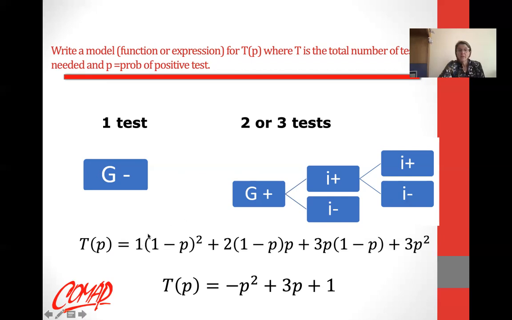So we have one test, and what's the probability of only needing one test? It would be (1 − P)², where 1 − P is the probability of a negative, squared, because that's two individuals negative. Then the case where we only need two tests, you would have 2 times (1 − P) that the first person is negative and then the second person is positive. And then the other two scenarios are when you need three tests. One is positive and the other one's negative. And the other scenario is you need three tests if both people are positive.